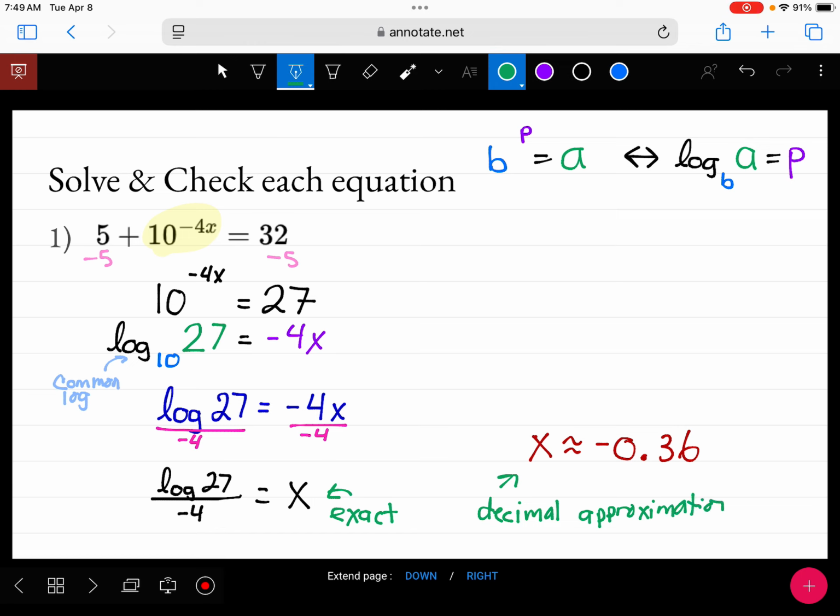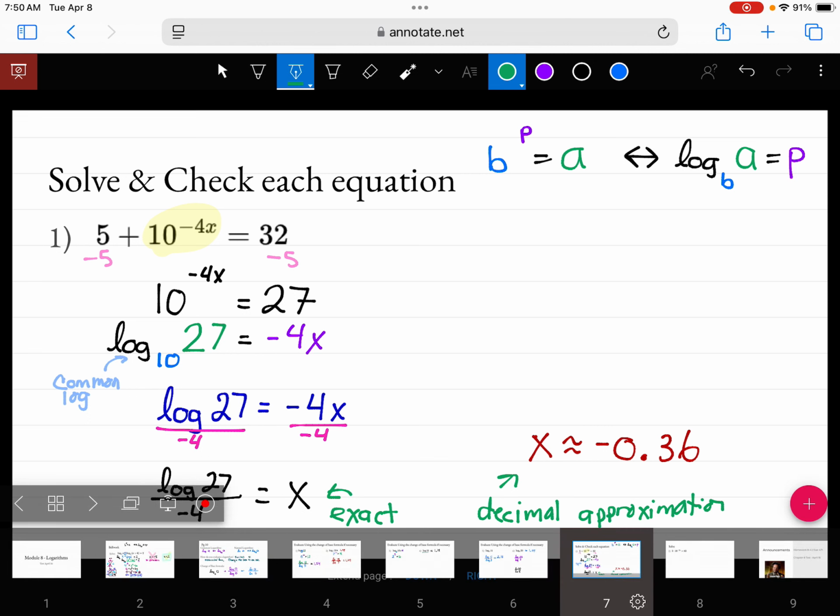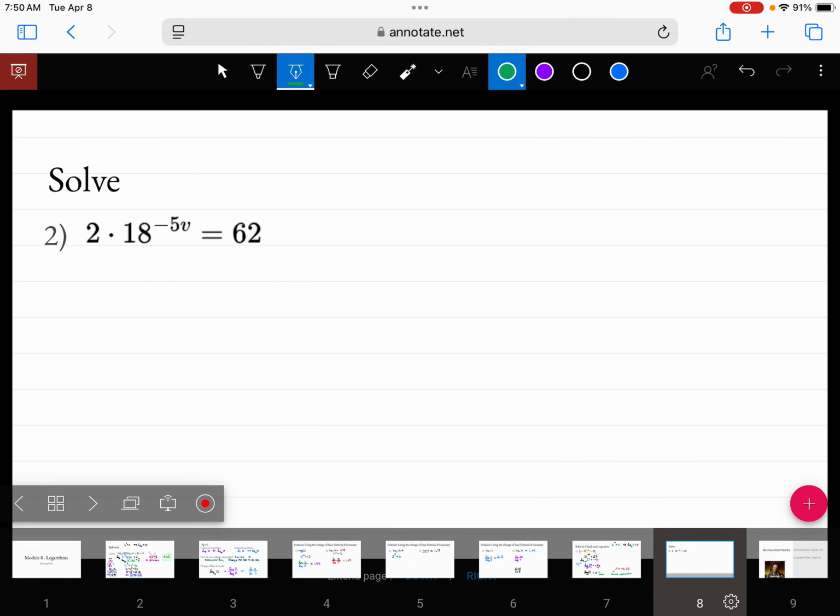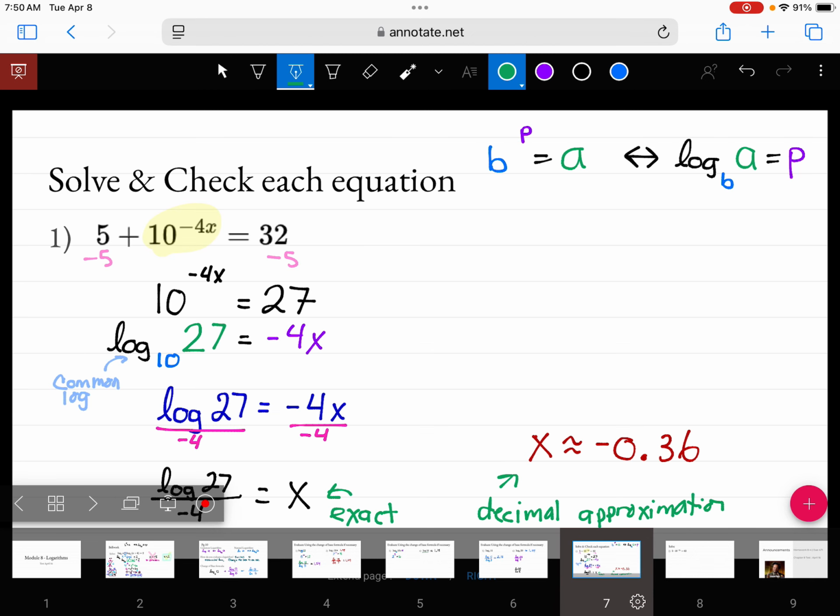So now that we have the tools where we can start putting things into the calculator and getting decimals, we're going to start to do so. Sometimes it's going to be stuff like this where we wind up with a common log right off the bat. Sometimes we're going to need to use our change of base formula. We're going to do number 2, and that'll be the last one for today. So questions on this one before I leave the page?